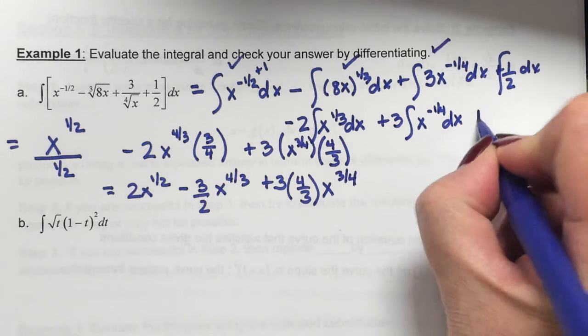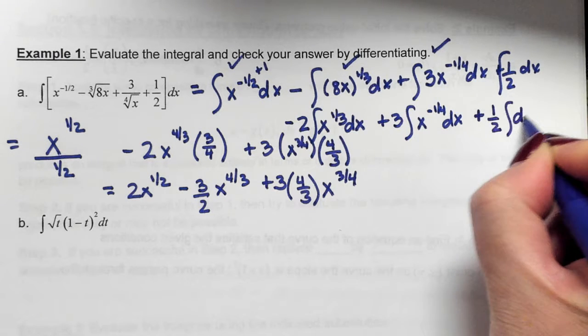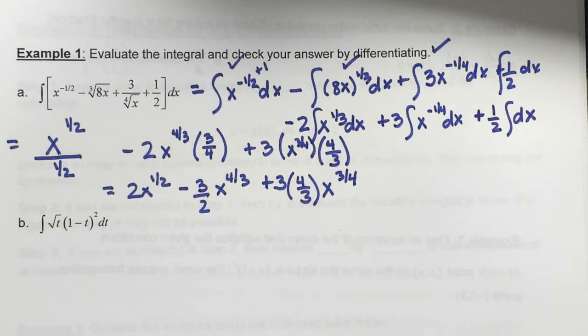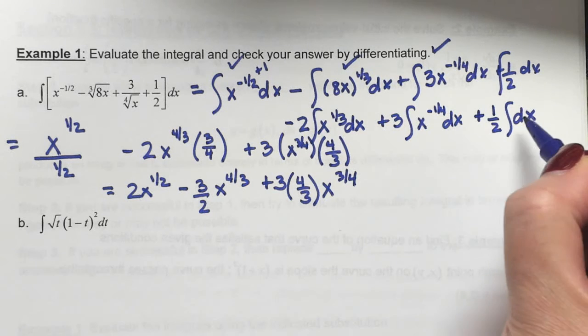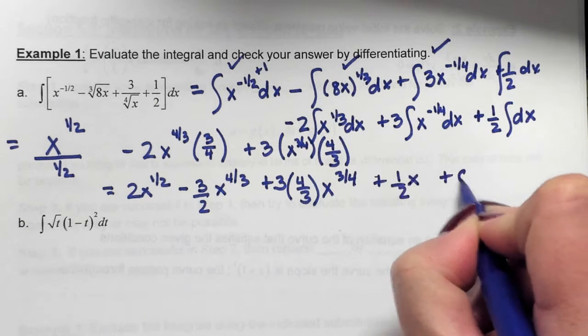Last one, I have a constant of 1/2. So I have 1/2 times your integral of dx. Now how do I integrate dx? Well, I know the coefficient in here is a 1. So what function has a derivative of 1? X. So the integral of any constant is just going to be 1/2 times x plus your constant.